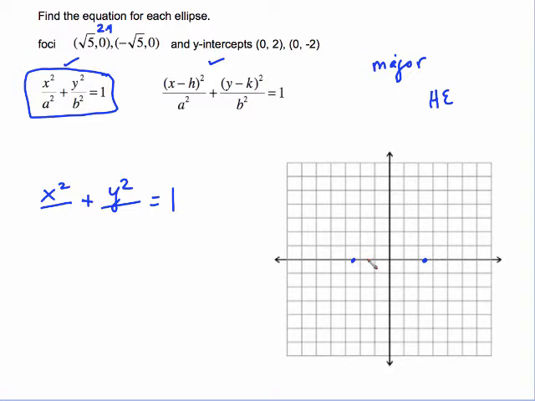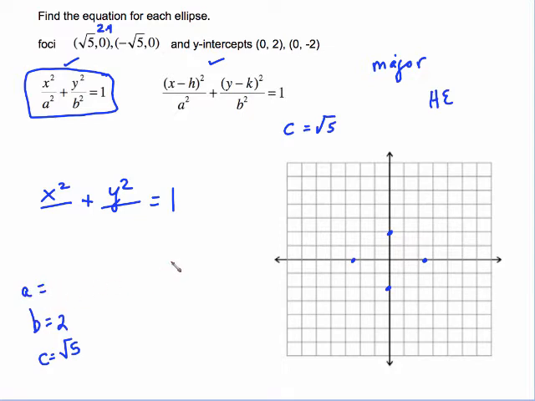Well, if the foci are this distance away from 0, that tells me that c is radical 5. I'm going to use that information as well as the y-intercepts being 0, 2 and 0, negative 2. Now those are the y-intercepts, but what we were calling those were endpoints of the minor axis. The minor axis is vertical. The distance from the center is 2 units. That means b is 2. We know that c is radical 5, and all we have to do is figure out what a is.